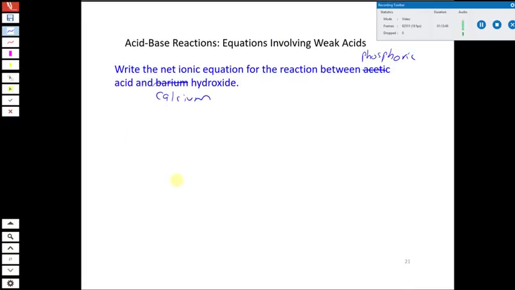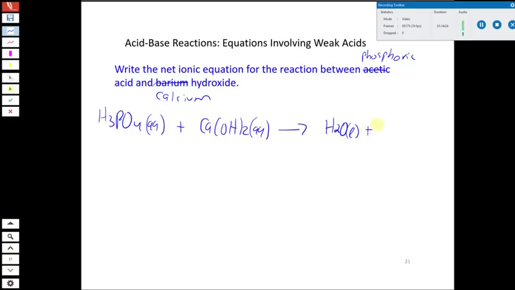All right, so if we're going to write net ionic equations, we can start with the total molecular equation. So we have phosphoric acid, which is H3PO4. We have calcium hydroxide, which is Ca(OH)2. All right, and then the products that we form, remember we form water as one of our products. H plus from the acid, OH minus from the base make water.